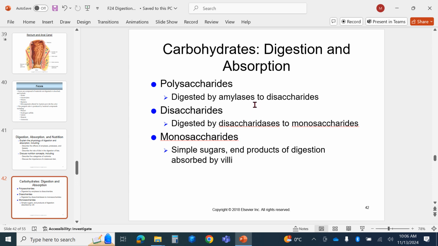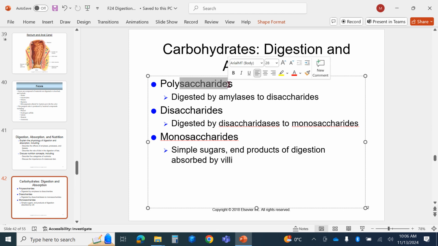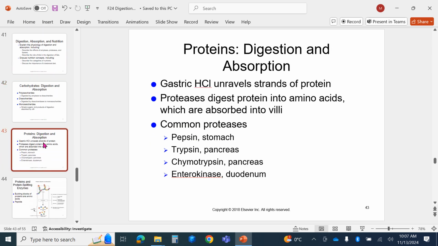Carbohydrates, digestion and absorption here. Polysaccharide. Poly means many. Saccharide means sugar. There are your starches. Disaccharides, okay, sucrose, table sugar, is 2 sugars put together. Then you have monosaccharides, simple sugars, single units like glucose.